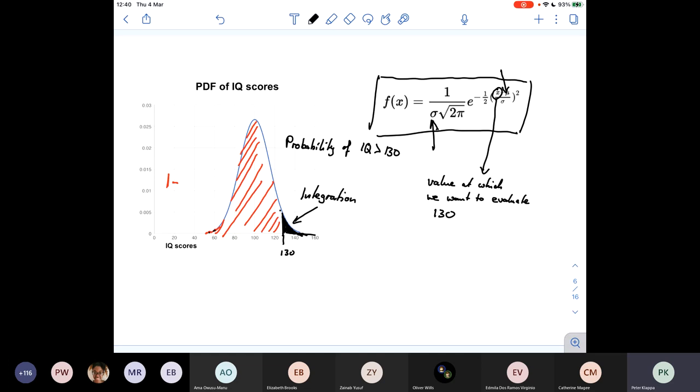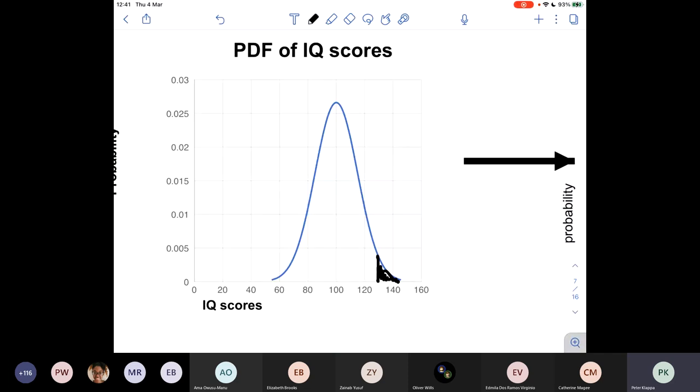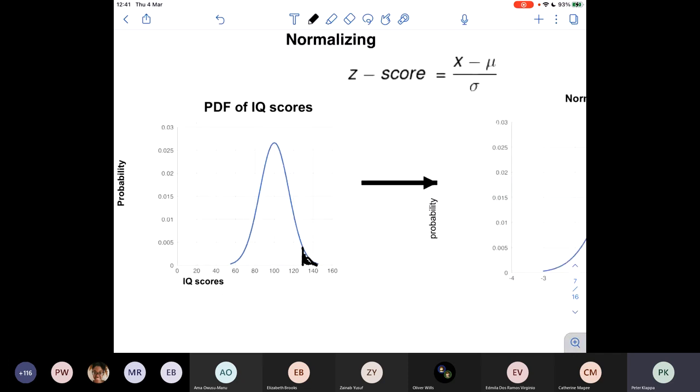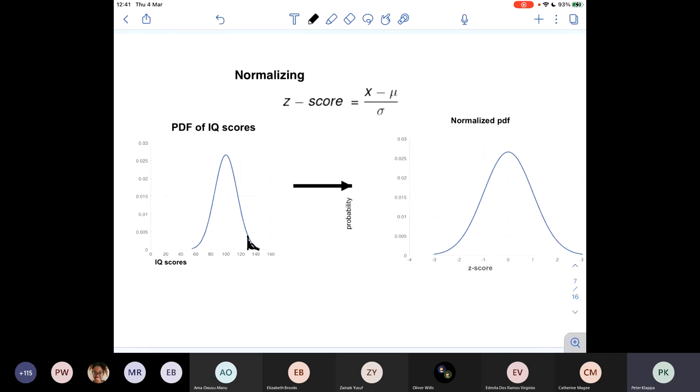But then how do we find that? How do we find the area under this curve? And that is what integration means. How do we find this area? Well, actually, what we can do is use our curve that we have here. If we've got 130, let's say here, and we want to find the area under this curve, we can convert this into a slightly different curve by simply converting the IQ scores into what is called a normalized curve.